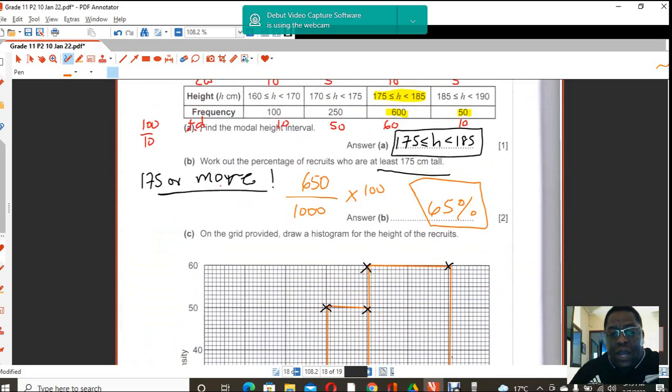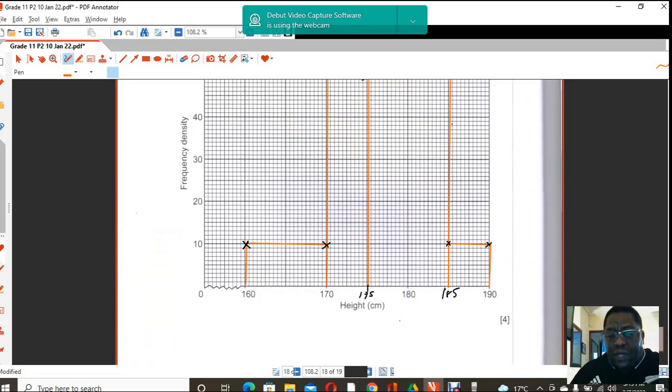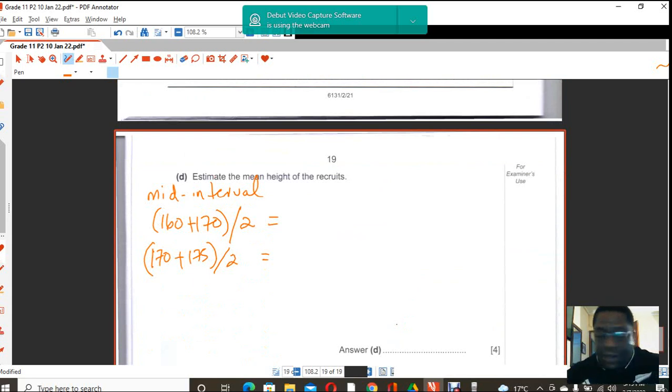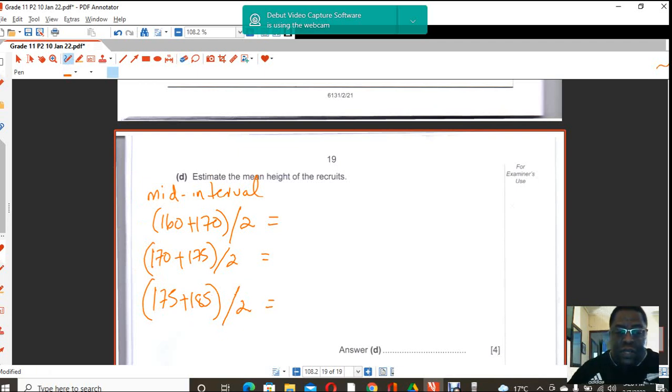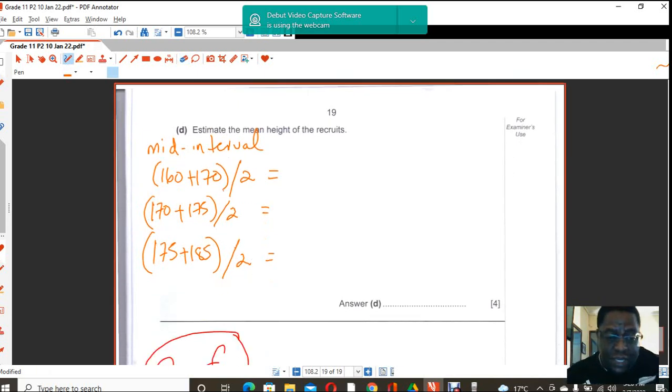And the next one is 175 plus 185. Also, we're going to divide by 2, to find the mean. And the last one is 185 plus 190. I know this one. So 185 plus 190, divided by 2, in order for me to get my mid-interval values.